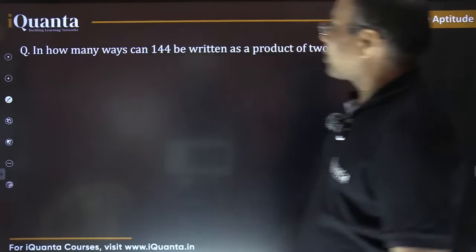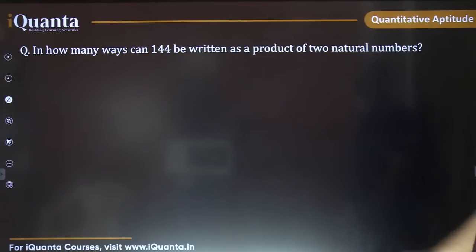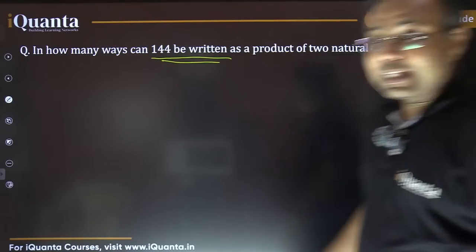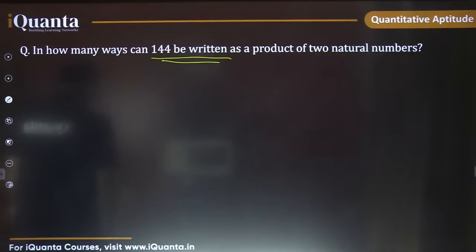Okay, here's the next question. In how many ways can 144 be written as a product of two natural numbers? Again, similar question. Please answer fast.